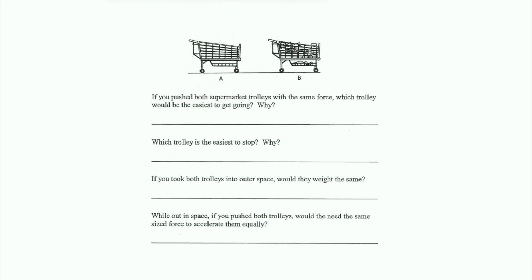If you pushed both supermarket trolleys with the same force, which would be the easiest to get going and why? Well, just to make sure you can see, trolley B is full of groceries and trolley A is rather empty. Okay, so which would be easiest to get going? Simple, A. Because it has a lower mass, that means it has less inertia, which means it's easier to change its motion. Which is easiest to stop? A. Why? Same reason as above. Less mass, less inertia, easier to change the motion.